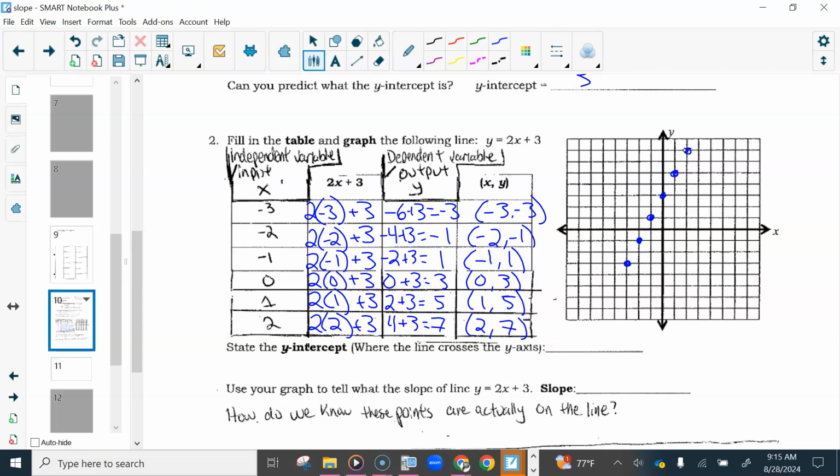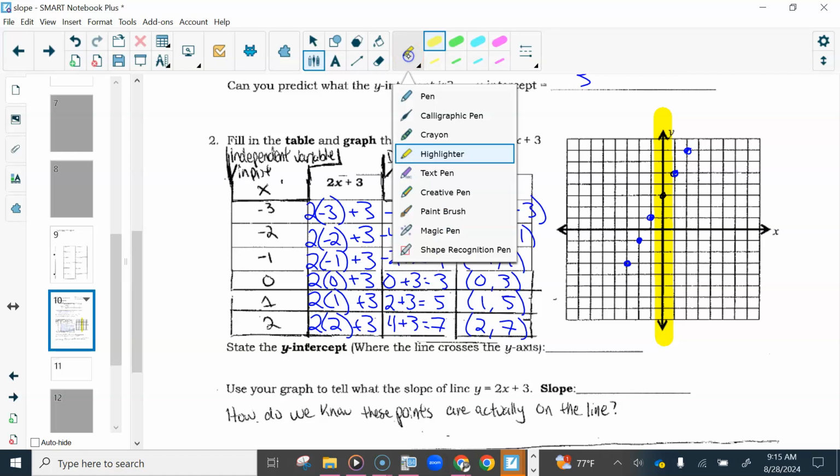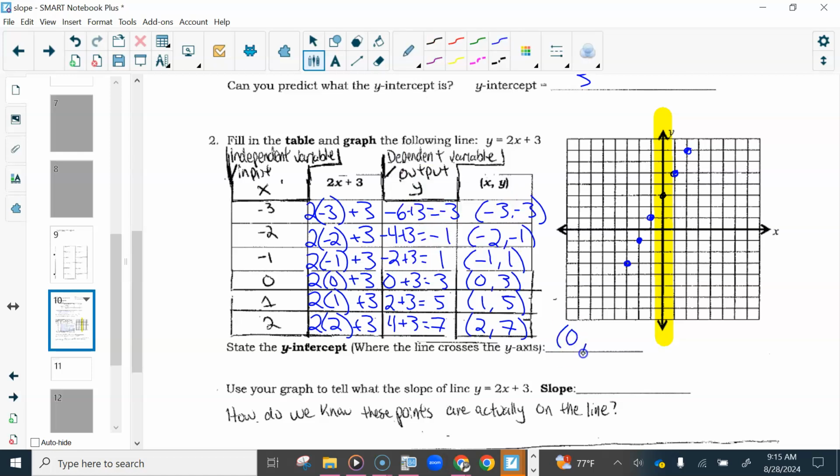So based on our graph, what is the y-intercept? In this case, it's talking about where it crosses the y-axis at 3. And I'm going to write it as the ordered pair that we have, 0, 3. And then using the graph, what is our slope? 2 over 1, because we're going rise and then run. Which we knew already because of looking at the equation. But now we just found it a different way from the graph.